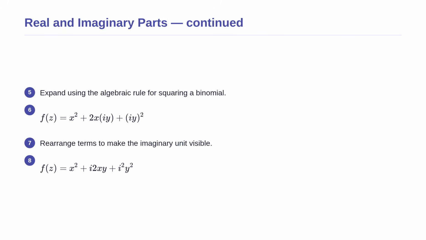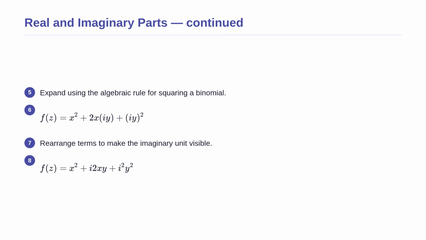Continuing with our calculation, we expand the expression using the standard algebraic rule for squaring a binomial. This rule states that the square of a sum is the first term squared plus twice the product of the two terms plus the second term squared. Carefully applying this rule to our real and imaginary components leaves us with three distinct terms.